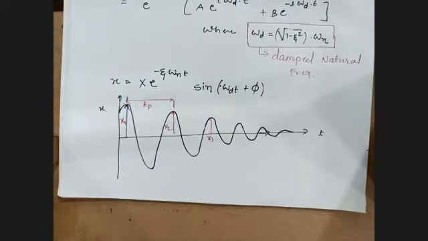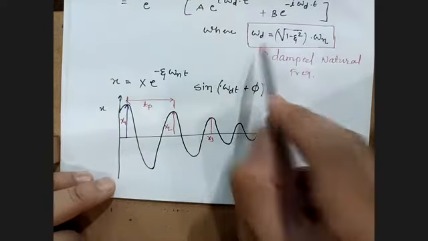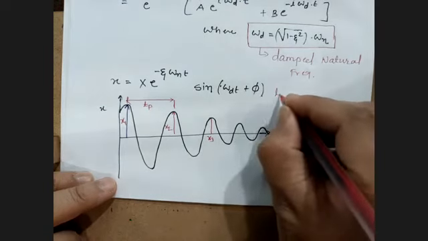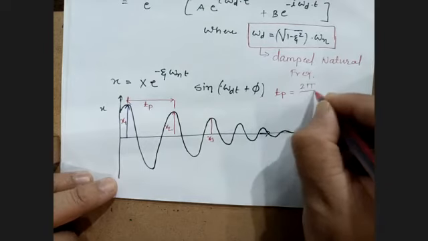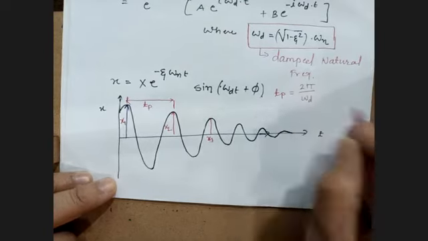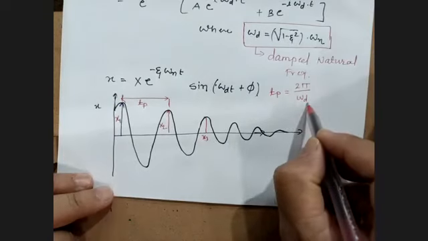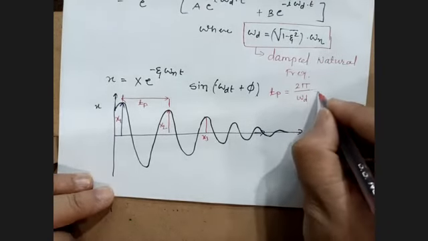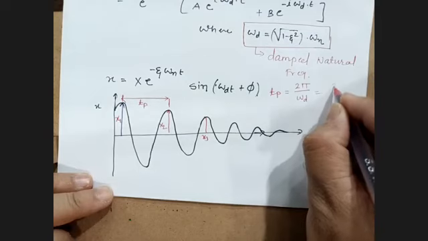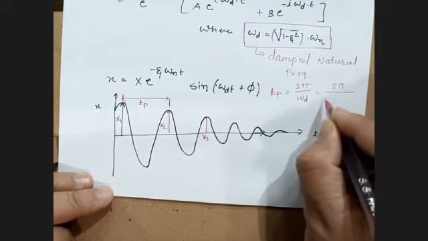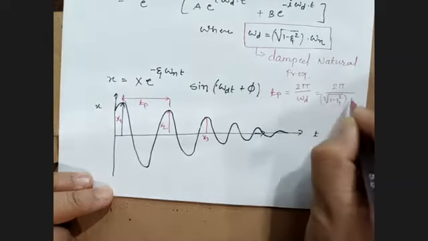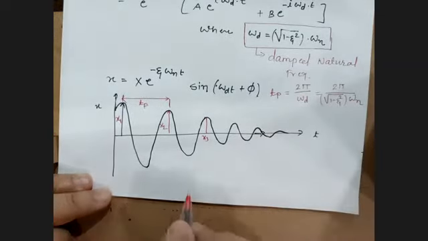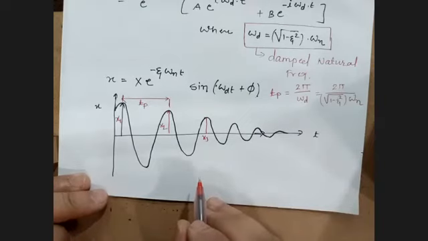What is the time period now? As you already discussed for the damped vibratory system, generally our time period is 2 pi by omega. For the damped vibration, that's why we write omega d. Here you get this value as 2 pi divided by the square root of 1 minus zeta square into omega n. This is your time period for the damped vibration, right?